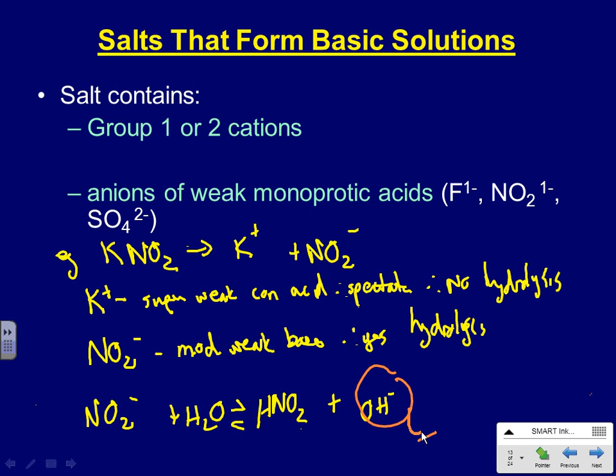Basic. Oops, that's arrows in a terrible spot. Basic. All right? Because we end up with that. Yeah, it says basic. All right? Okay? Let's do a couple more.